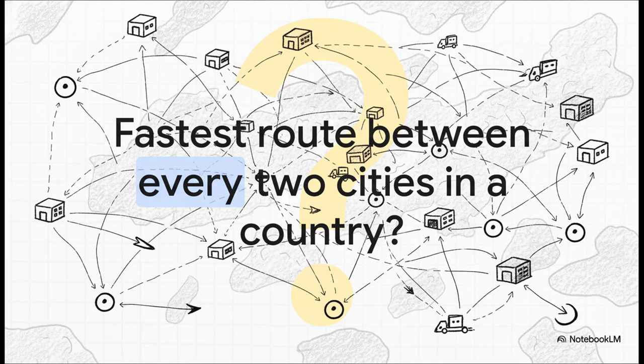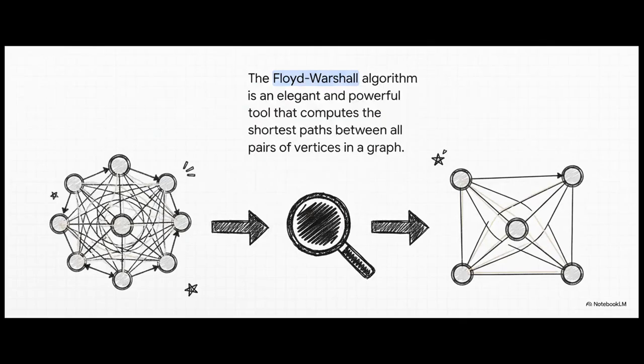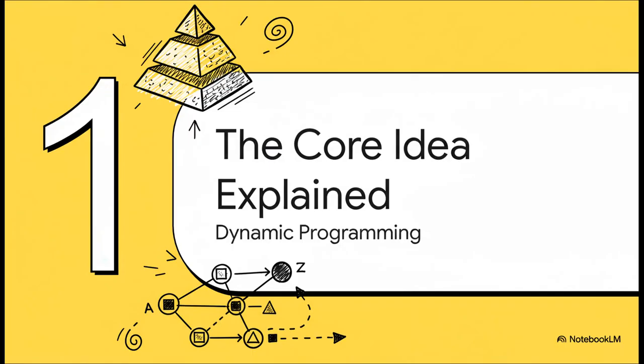From A to B, A to C, A to D, then B to A, B to C, you get the idea. How would you even start to tackle a problem that massive? Well, that's exactly what the Floyd-Warshall algorithm does. It's this beautifully elegant solution that finds the shortest path between all pairs of places in a network, and it does it all in one go. So how on earth does it manage that?